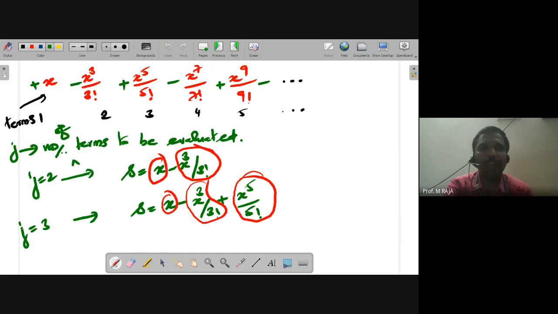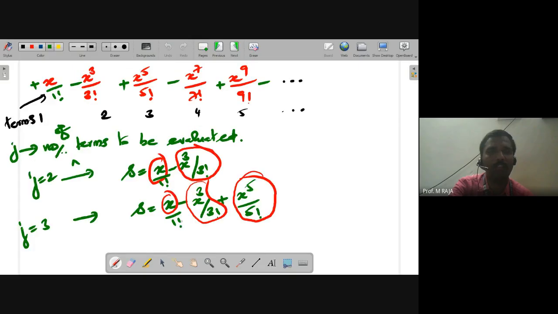Denominator, we need to find the values. Actually this x is nothing but x by 1 factorial. Here x by 1 factorial. Here also x by 1 factorial. We need to find the factorial of odd integers. For example, 1 factorial, 3 factorial, 5 factorial, 7 factorial, 9 factorial, etc.